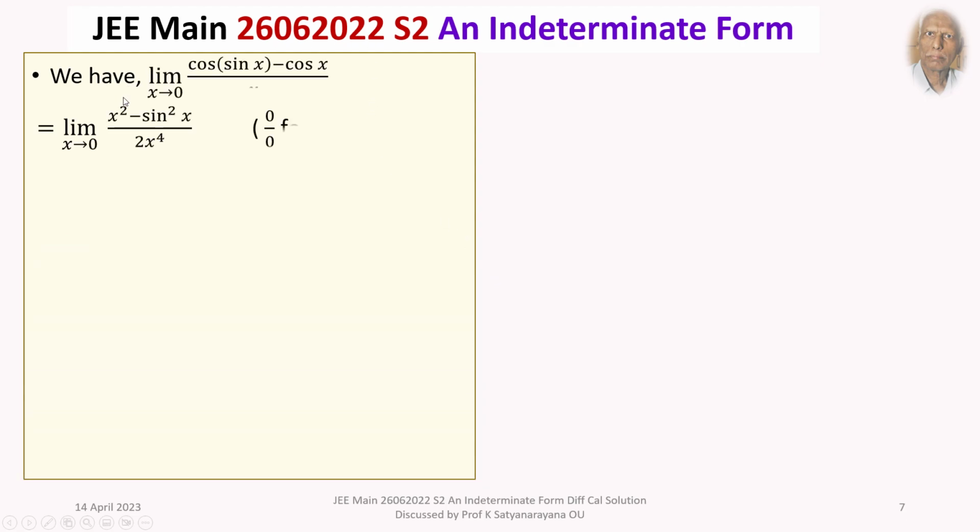So, we have the given limit x tends to 0 of cos of sin x minus cos x by x to the power of 4 is equal to limit x tends to 0 of (x square minus sin square x) by 2x to the power of 4. Now, we observe as x tends to 0, the numerator tends to 0, the denominator tends to 0, and hence it takes the 0 by 0 form, which is an indeterminate form. I will show you two methods. This is method 1, and method 2 I will show you after this.